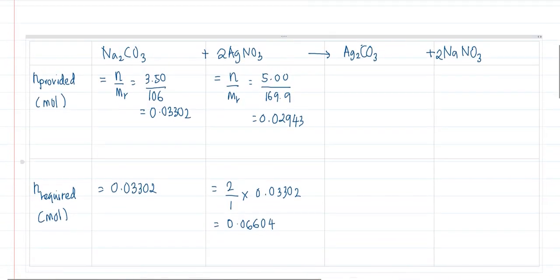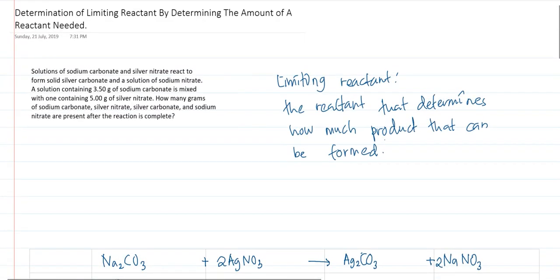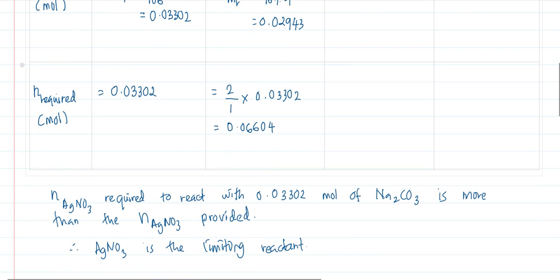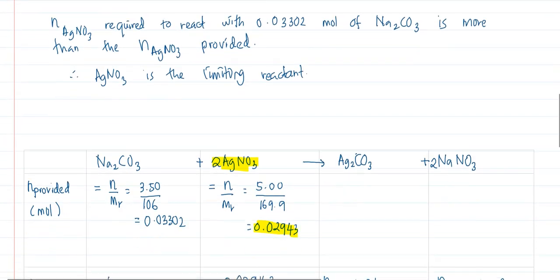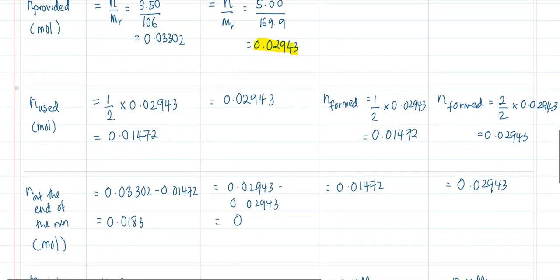the steps of how to determine the limiting reactant, and we can use this to predict the amount of products formed at the end of the reactions, as well as the amount of reactants left at the end of the reactions.